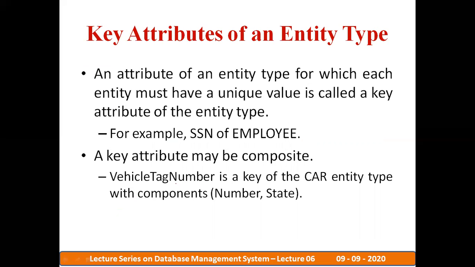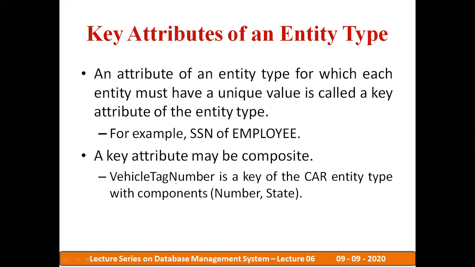Now let us discuss the key attributes of an entity type. An attribute of an entity type for which each entity must have a unique value is called a key attribute of an entity type. For example, SSN of an employee, USN of a student, or Aadhaar card of Indian people. These all uniquely identify the rows in a table.